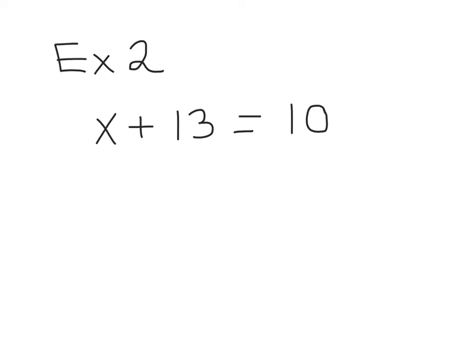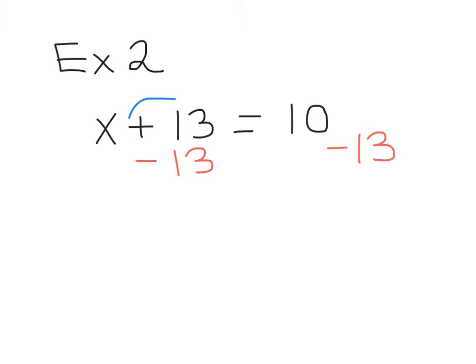In example 2, I have x plus 13 is equal to 10. So I want the x by itself. I have to do the opposite of plus 13. So that is minus 13. And I need to do that on both sides because I have to stay balanced.